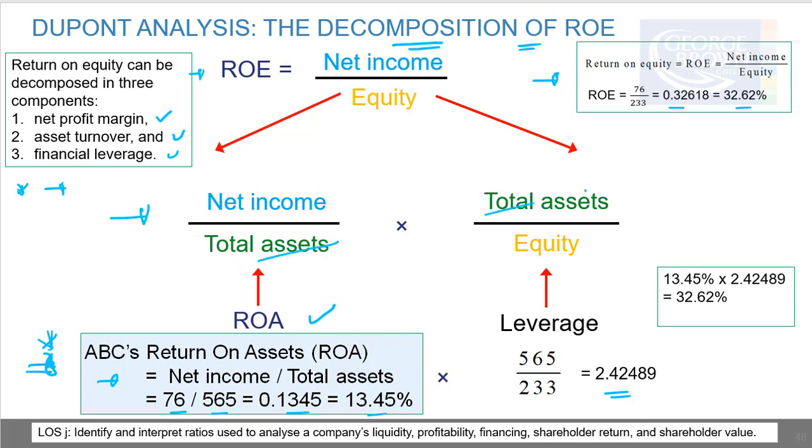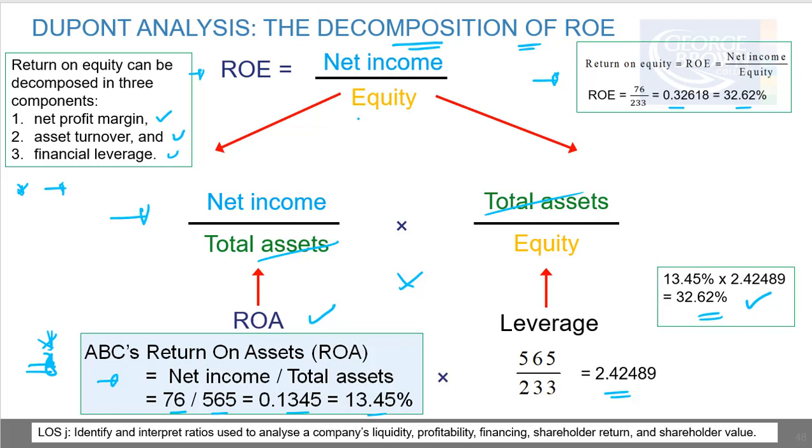If I scratch out the terms for total assets, you can see I'm back to my net income over equity. So all I've done is I've expanded, I've decomposed the ROE at this first level, net income over equity, to ROA times leverage. And so 13.45% times 2.42489, you're getting back to this 32.62% for your return on equity.